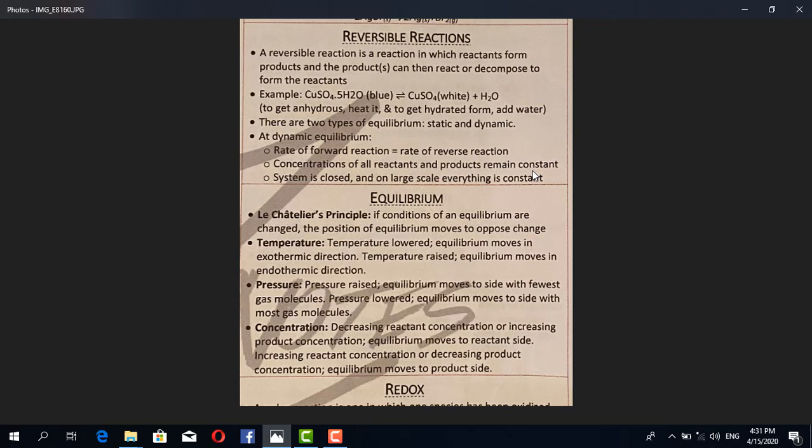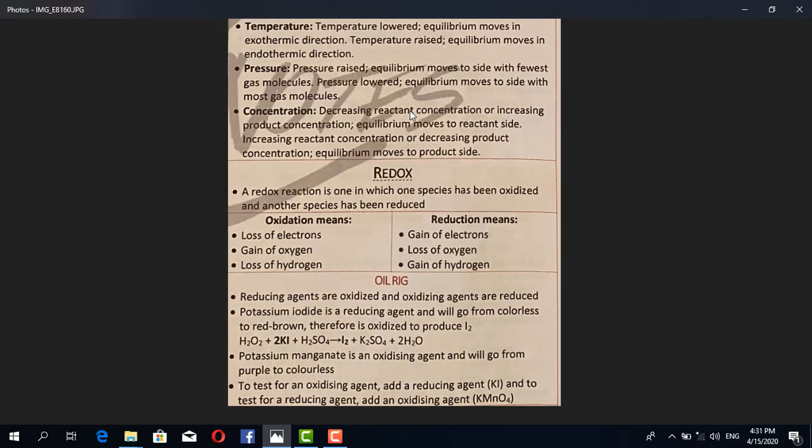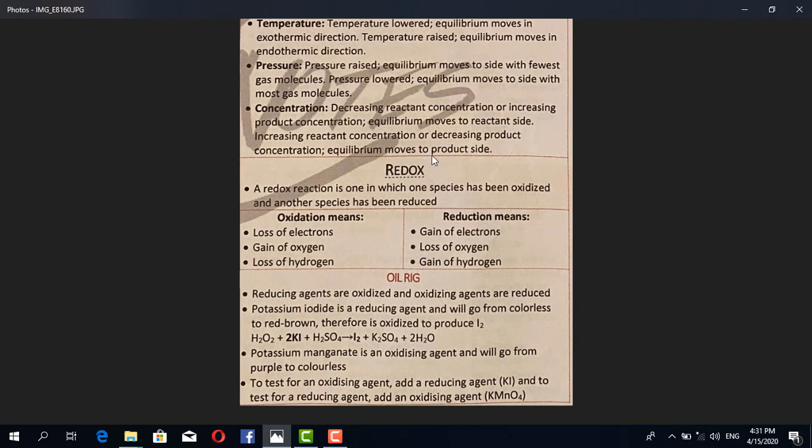Here we go to the last thing, which is the redox reaction. A redox reaction is a reaction that has two things: reduction and oxidation. Oxidation is adding oxygen, and reduction is when we gain electrons. Oxidation means loss of electrons, and reduction means gain of electrons. Oxidation means gain of oxygen because we're adding it, but loss of hydrogen. Meanwhile, reduction is loss of oxygen and gain of hydrogen.